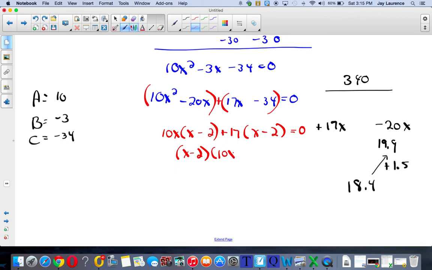All right, (x minus 2)(10x plus 17). So I need two equations. X minus 2 equals 0, which means x will equal 2. And also 10x plus 17 equals 0. Therefore, 10x would equal negative 17, and x will equal negative 17 over 10.